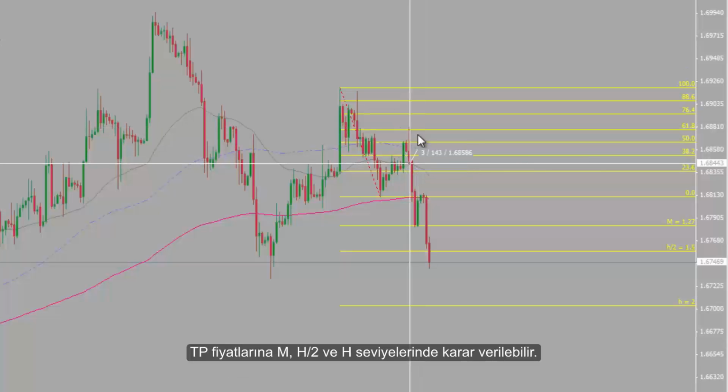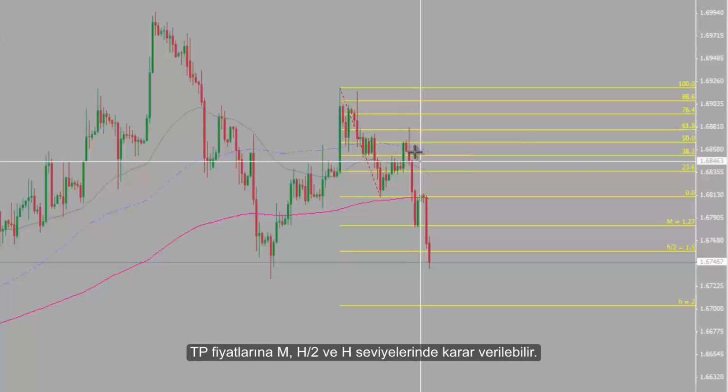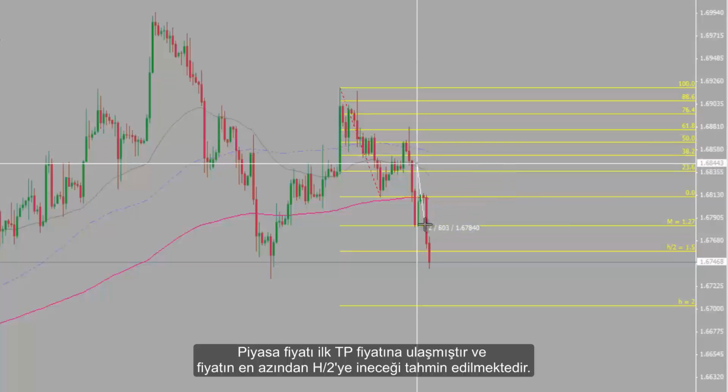TP prices could be determined on levels M, H2 and H. Market price has reached the first TP price, and it is presumptive that price would decrease to H2 at least.